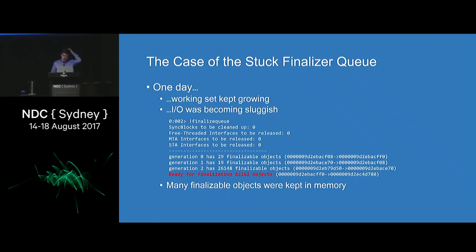Now, what we ended up with is, at some point, we saw the working set on all the machines steadily growing. That's a disaster coming up, so we had to take a look at what was going on. Also the I/O was becoming incredibly sluggish. Latencies to open sockets were increasing. All sorts of bad things were starting to happen.